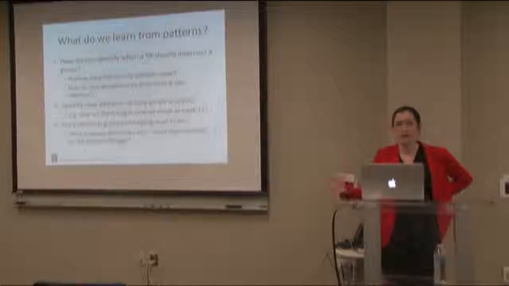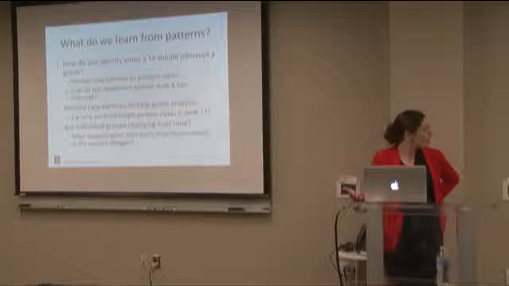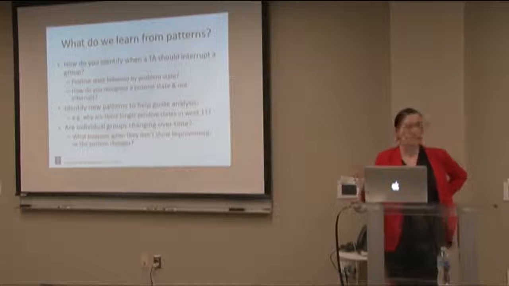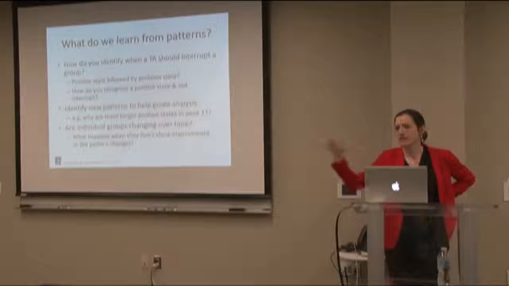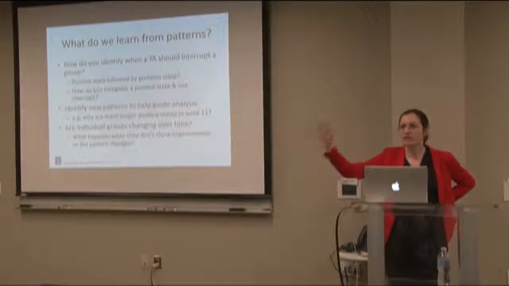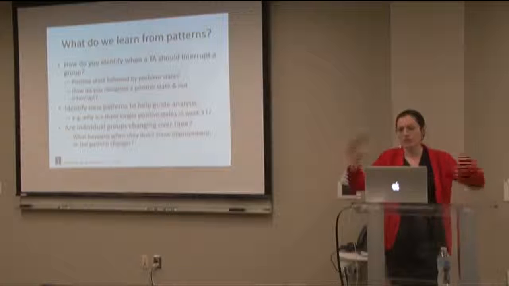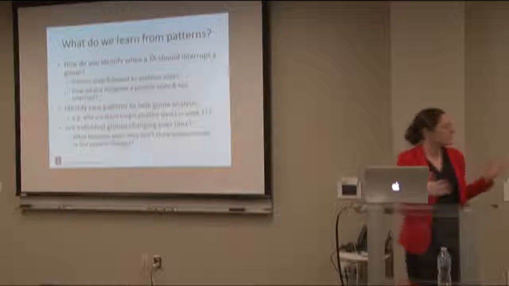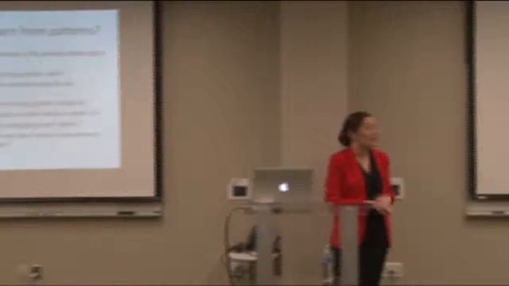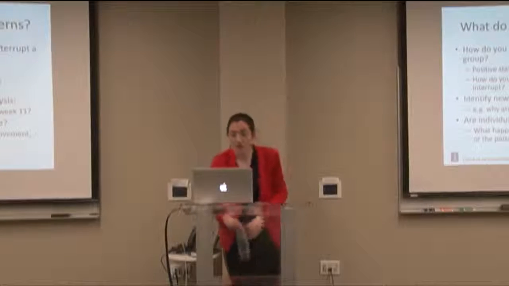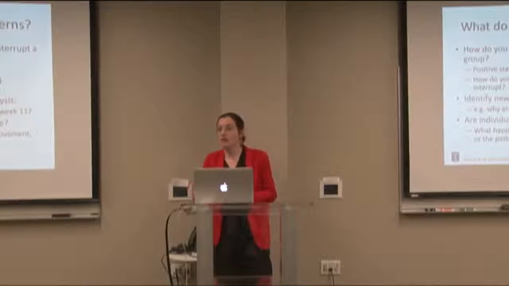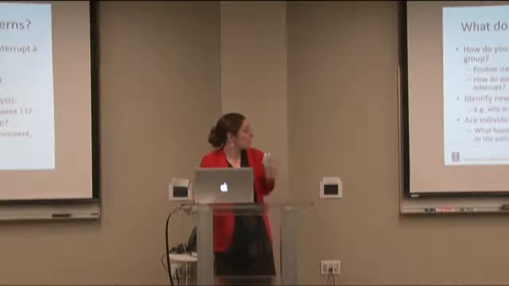And do individual groups change over time? Do we see more of this positive state occurring? And what happens when they don't show improvement or when the pattern changes? We have a couple of examples where they seem to be getting better at this over time, and then there's a week where it isn't good. So being able to look at that across all the groups lets us say, well, is this a really bad task that week, which we still do really bad tasks sometimes, or is there something else going on in the group that may explain what's happening?